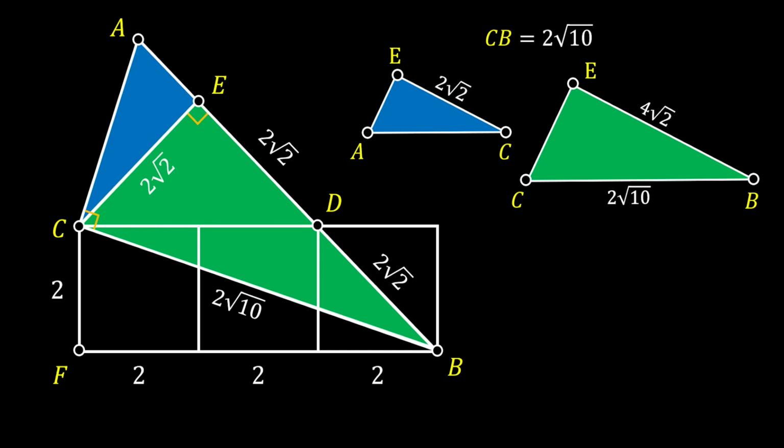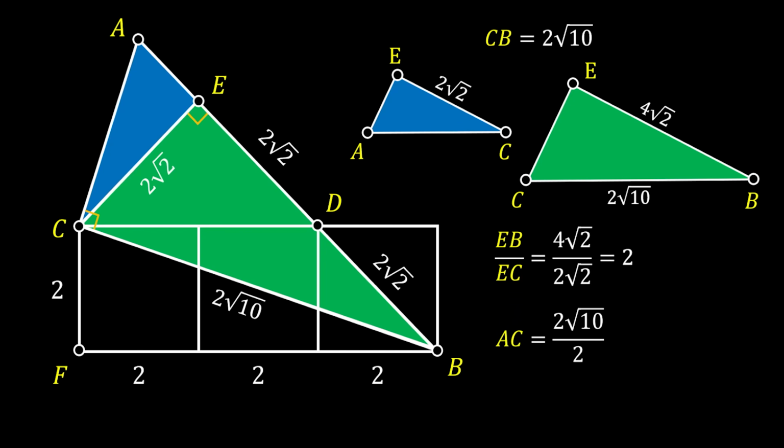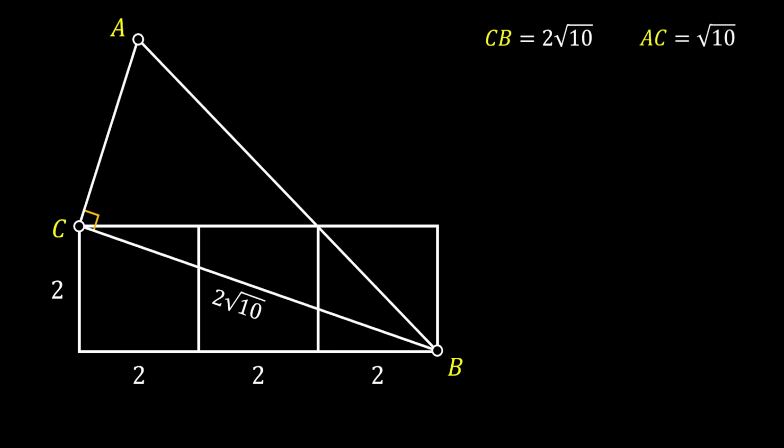We can see that the relation between the sides EB and EC of our two triangles is equal to 4 square root of 2 over 2 square root of 2, which we can simplify and get that this relation is equal to 2. Since those two triangles are similar, that means that the sides of our bigger green triangle are actually twice as big as the sides of our smaller blue triangle. So we can easily find the hypotenuse of our blue triangle AC. We can just divide the hypotenuse of the bigger triangle by 2, and we will get that AC is equal to square root of 10.